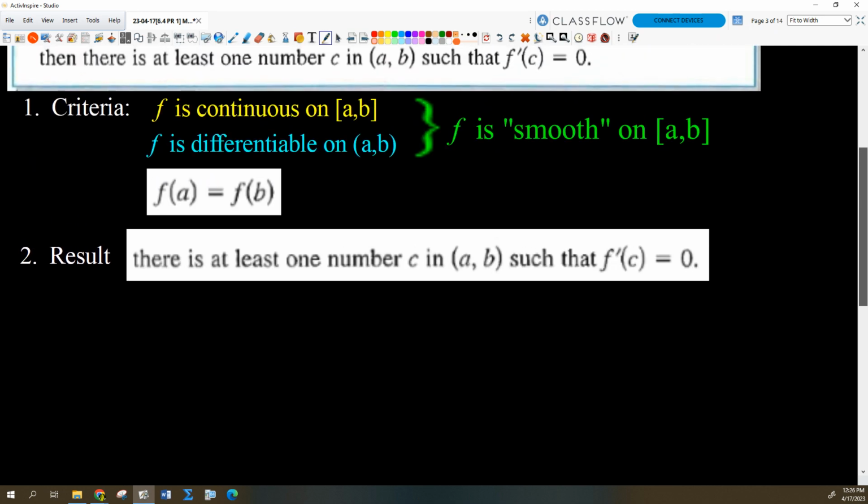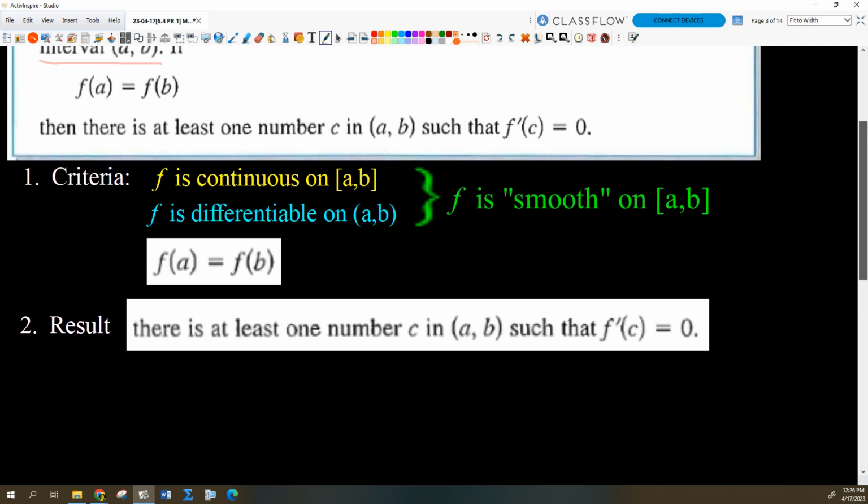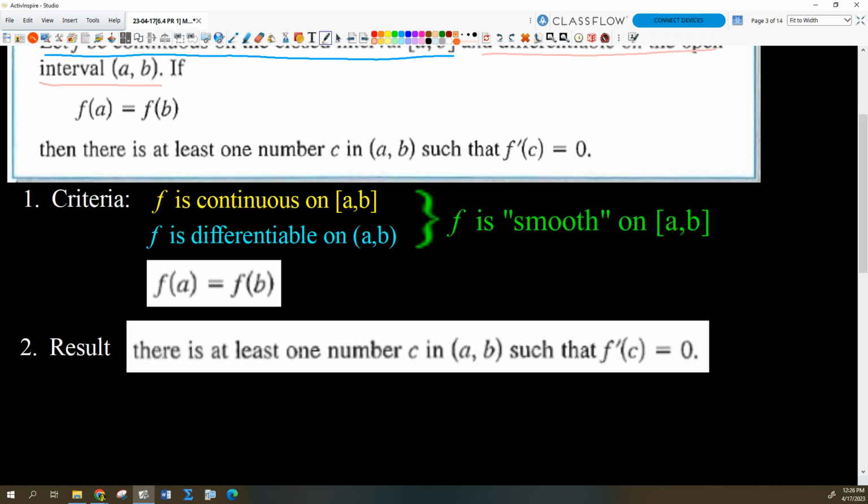I thought I had a picture with this. Did I not? Oh my goodness, what happened here?